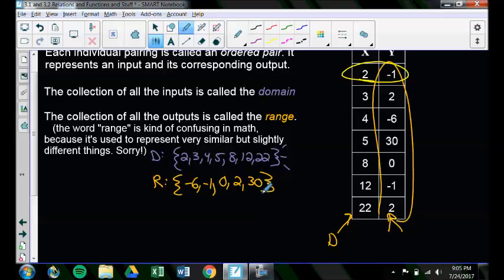Now, -1 appeared twice and 2 appeared twice. I don't list it twice, just once. And it's not like these are matching up. 2 is not going to 6 and 3 is not going to -1. So I can't try to pair these up. I'm just listing out the domain and the range. Domain is the x values, range is the y values. As I said here, the word range means a few different things in math depending what you're doing. Sorry about that, but for this class it means all the y values, all the outputs.